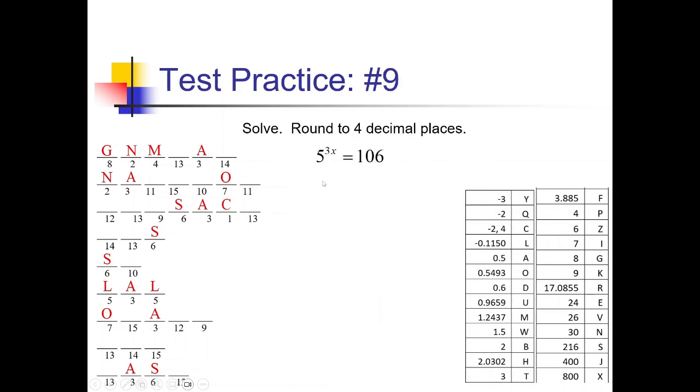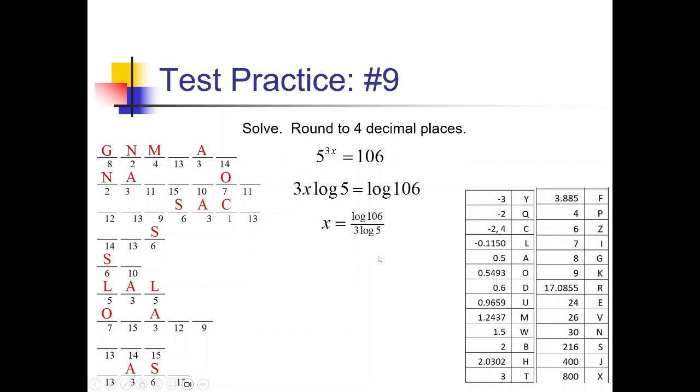For number 9, we've got 5 to the 3x equals 106. I'm just going to start by taking the log of both sides to get that 3x out of exponent land. So that's going to be 3x log of 5 equals log of 106. And now I'll have to divide everything by a 3 and also a log 5 to get x by itself. So we have log of 106 over 3 log 5.